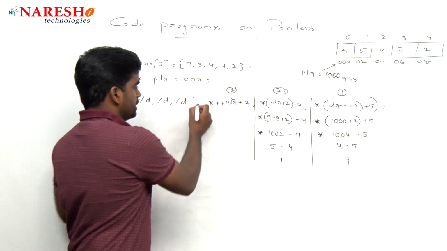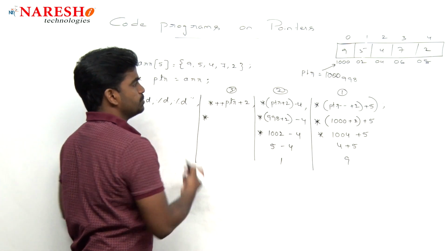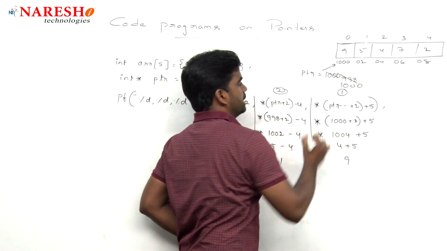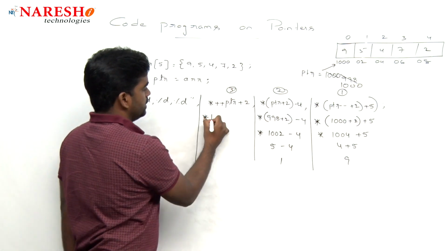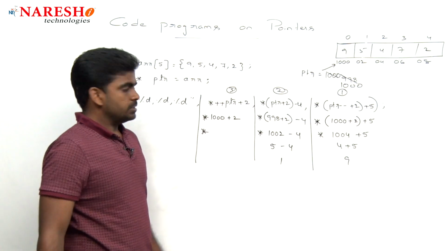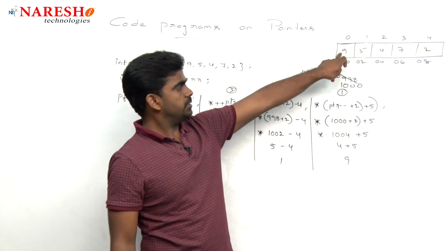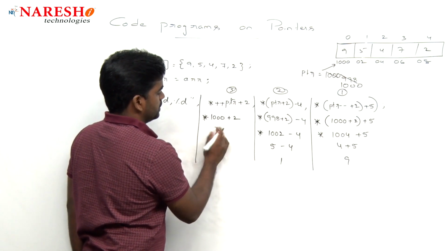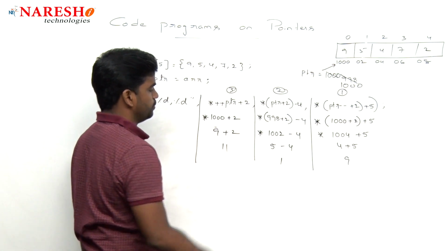And next, the last one is a pointer plus plus PTR. Nothing but the value increased by 2 becomes 1000. Here it is 1000 plus 2 pointer. So what is the pointer to 1000? The value which is inside the location is a 9. 9 plus 2 value is a 11.